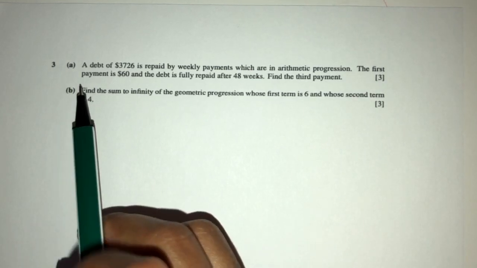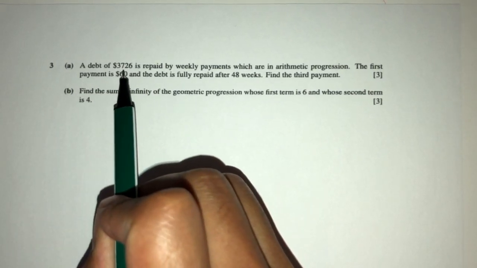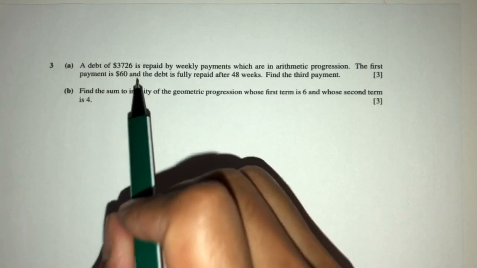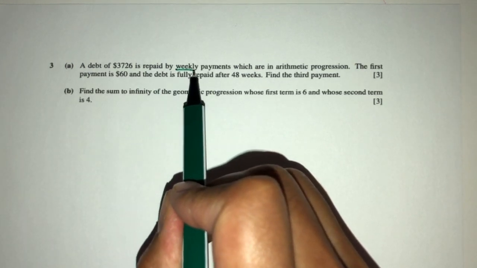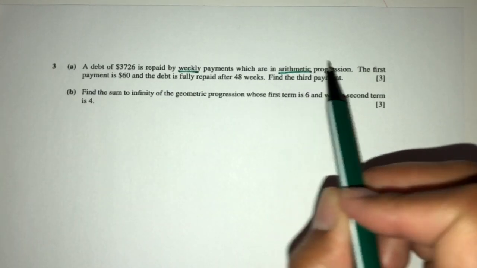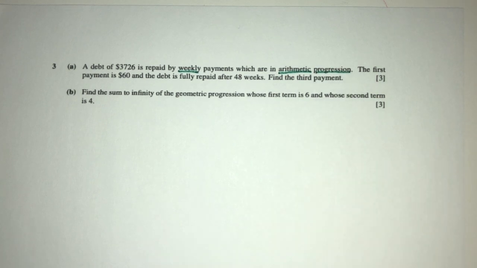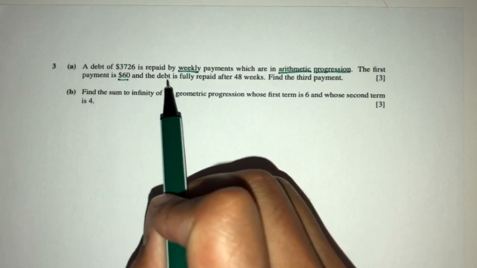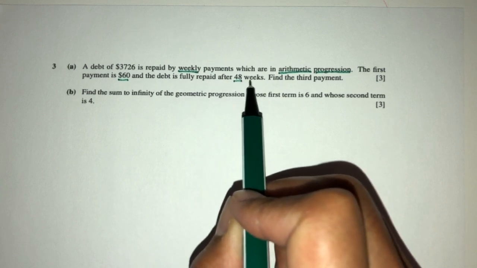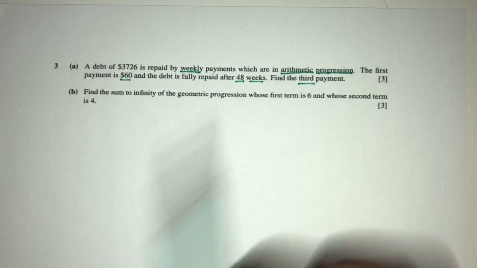So here we have a debt of $3,726 that is repaid by weekly payments, which are in arithmetic progression. Now in this case, you know what kind of progression this is already, which is a very good thing when you're trying to solve this kind of question. Now, the first payment is 60, good. The debt is fully repaid after 48 weeks. Find the third payment. So pretty easy.